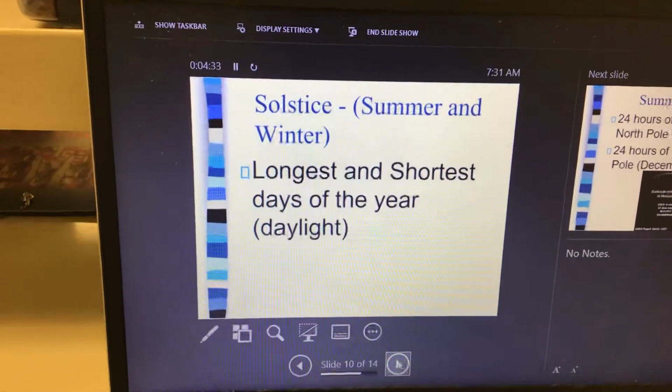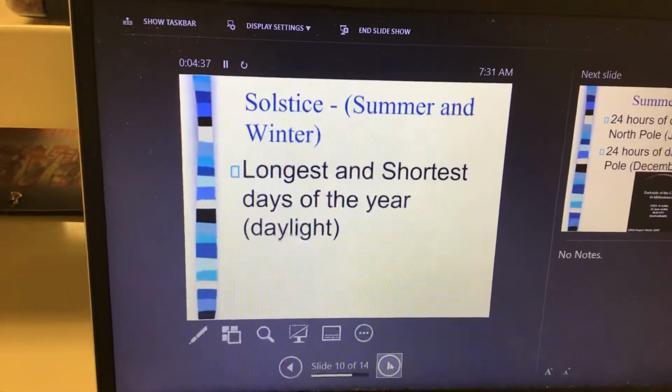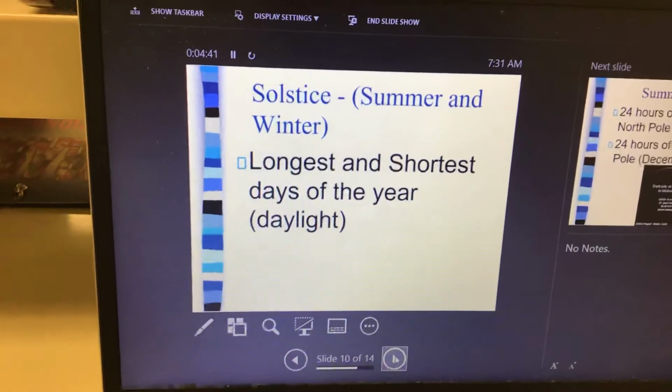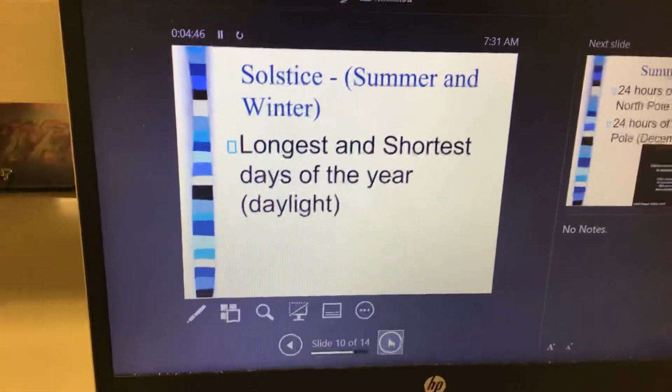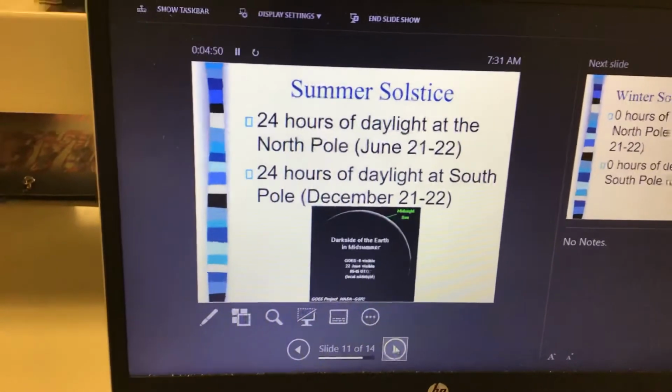In the winter, okay, with those short days, you'll come to school and it's dark, and you'll leave school and it's dark, because they're short days. We're tilted far away from the sun. So solstice would be summer and winter, the first days of summer and winter.